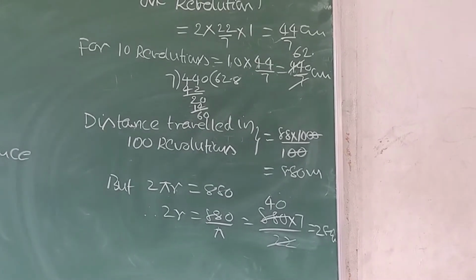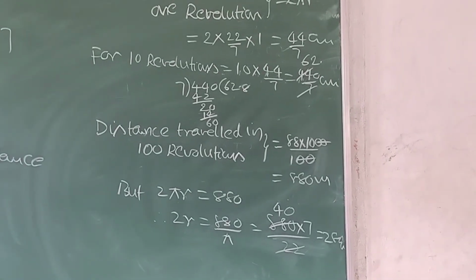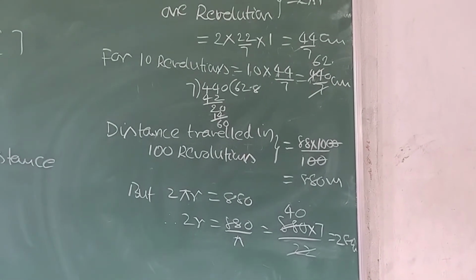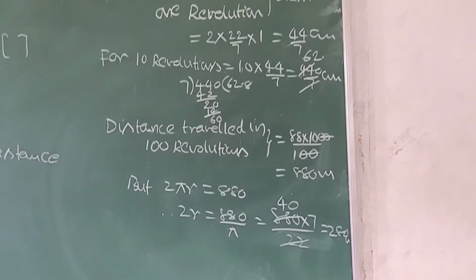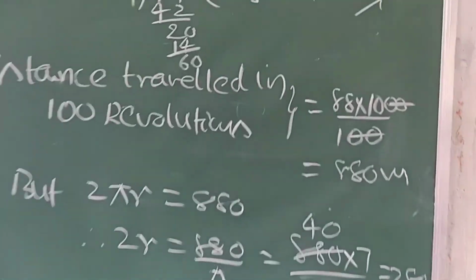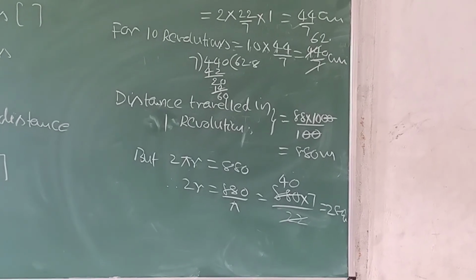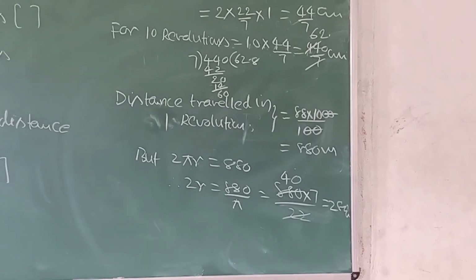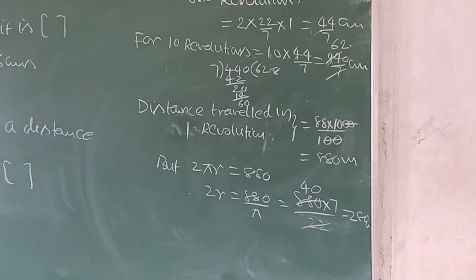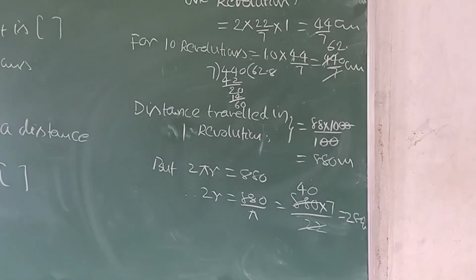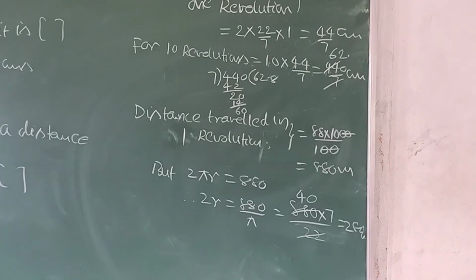The distance covered in 100 revolutions is to be converted into the distance covered in one revolution first. So the distance covered in 100 revolutions is 88 kilometers, so the distance traveled in one revolution is 880 meters, which is nothing but the perimeter of the wheel. So 2 pi r is equal to 880, 2r is equal to 880 by pi. Therefore 880 into 7 by 22, which is equal to 280 centimeters.